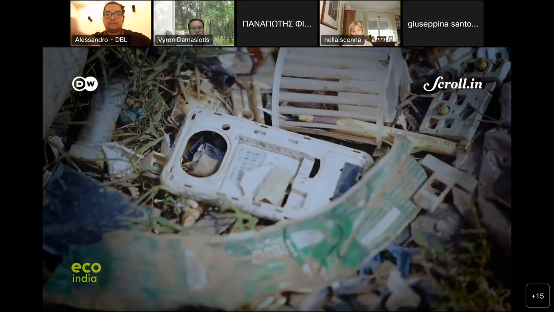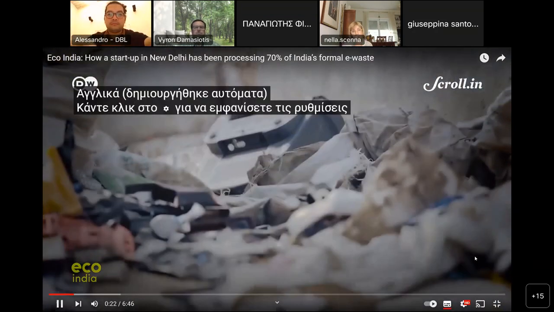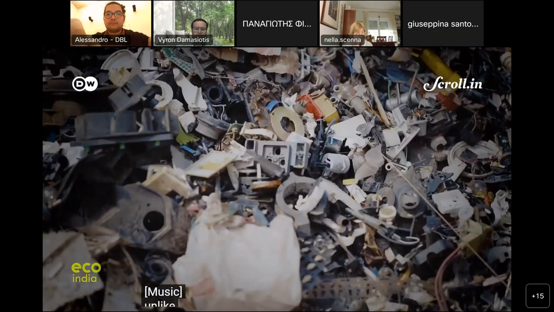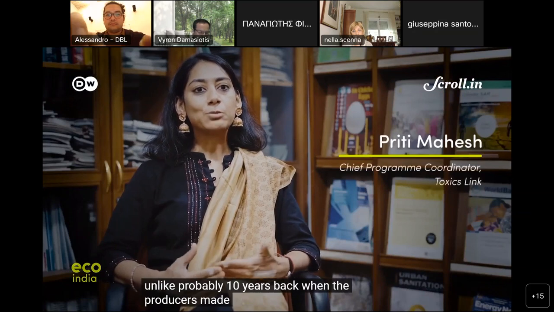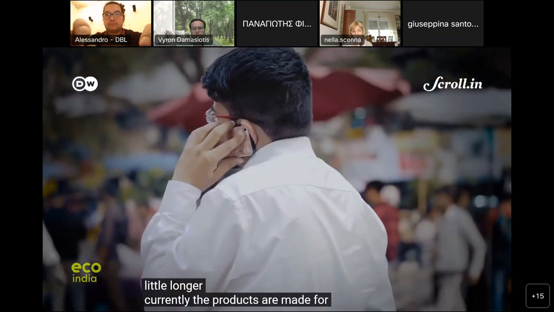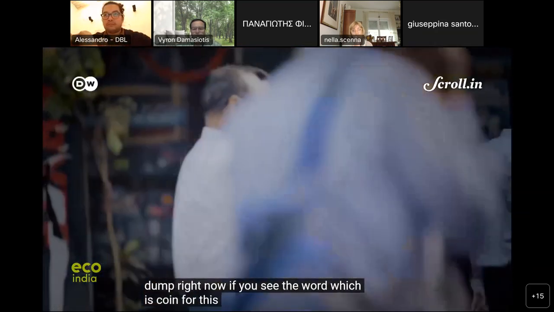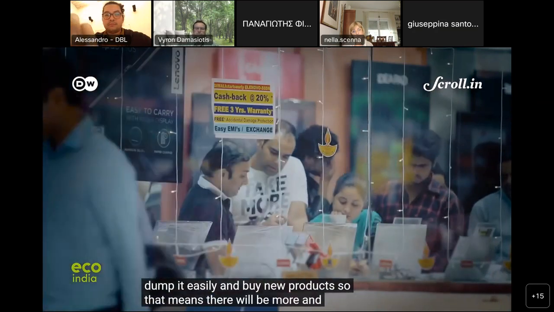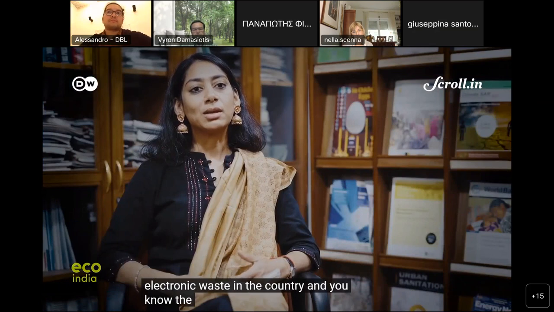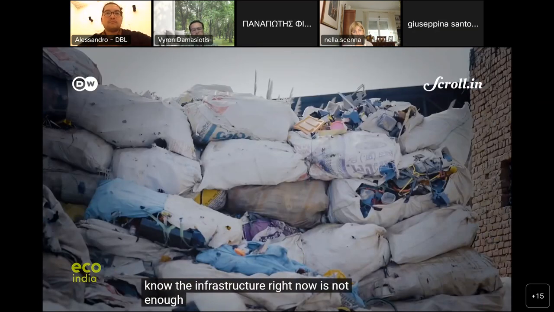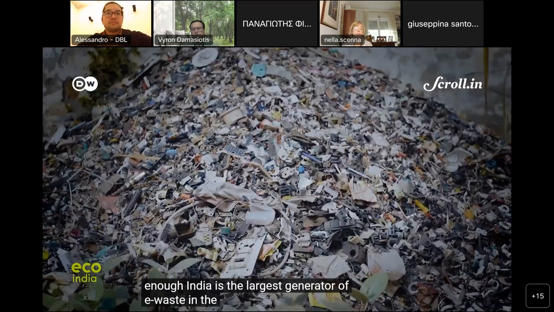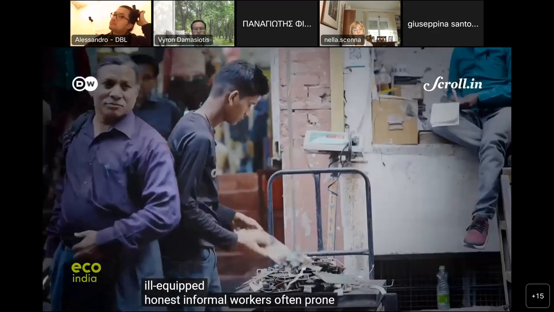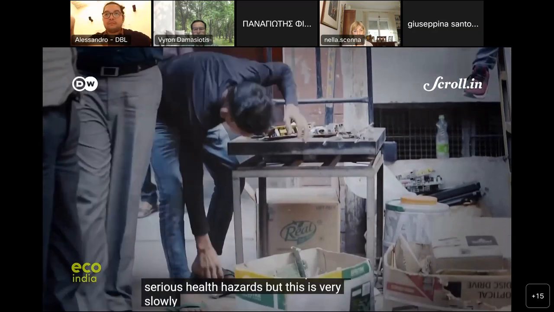The problem of e-waste is very recent and tricky to nail down. Unlike probably 10 years back when producers made products which lasted a little longer, currently products are made for dump. The word coined for this is designed for dump. So most companies will make products which are designed for dump so that you can dump them easily and buy new products. That means there will be more and more electronic waste in the country, and the infrastructure right now is not enough. India is the largest generator of e-waste in the world. And for many years, the waste has been processed by an ill-equipped army of informal workers, often prone to serious health hazards. But this is very slowly changing.